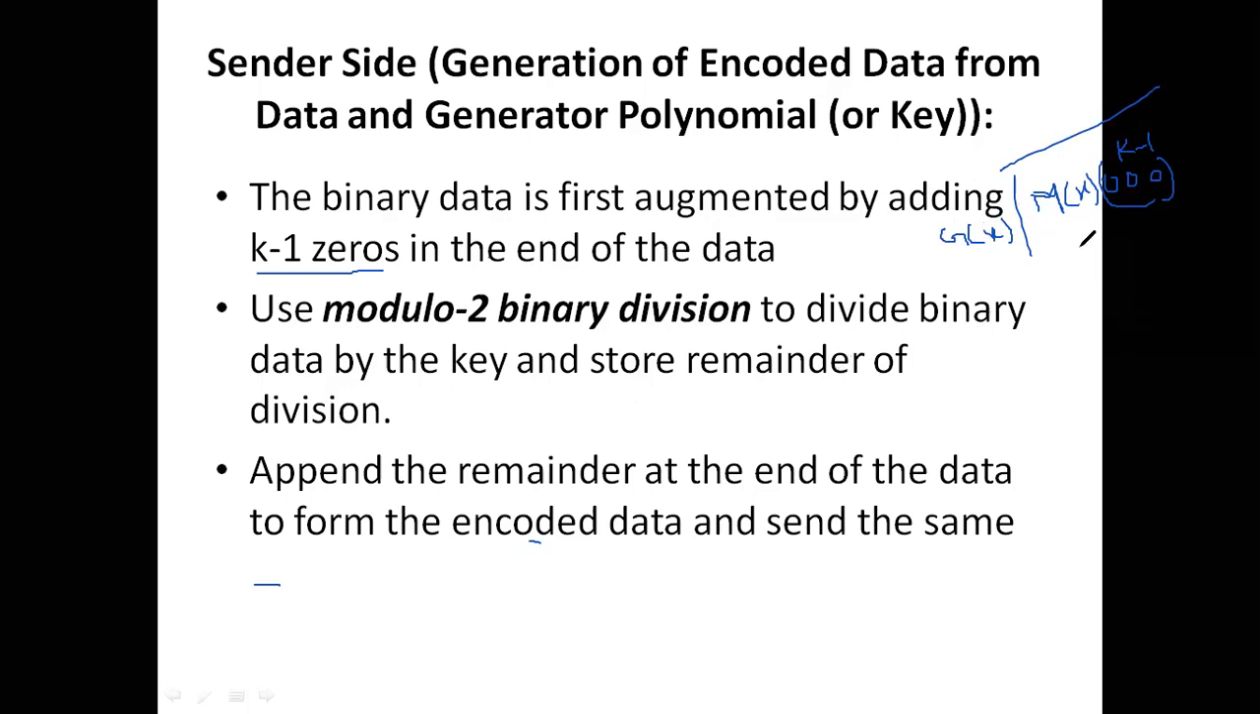Finally, whatever remainder we get, we have to add along with the message, and then we can send it to the receiver. So append the remainder at the end of the data to form the encoded information and send the same to the receiver.